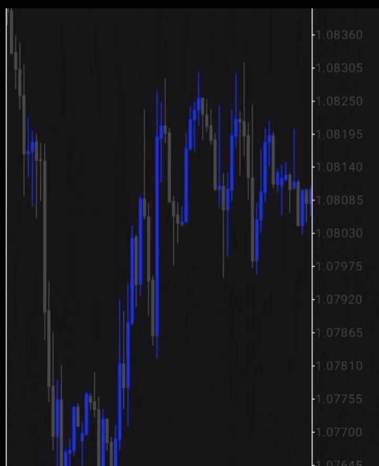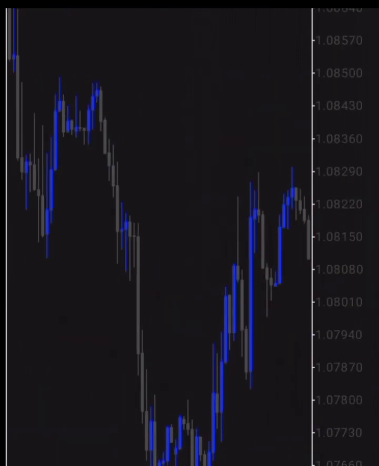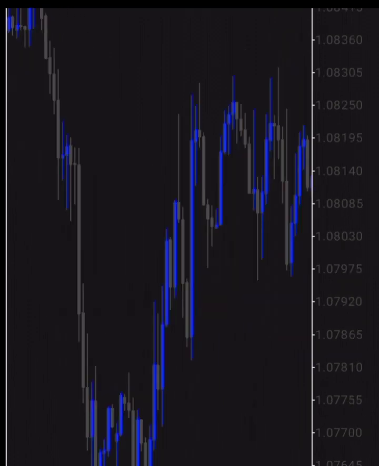Okay, guys, if you look here, we said an imbalance. Think of the word imbalance. What does imbalance mean? It means that it's not balanced. So if it's not balanced, it means that one side is overpowering the other.